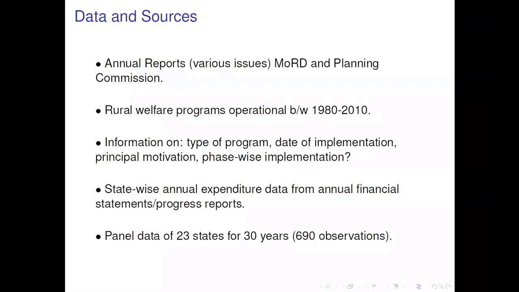And we also get state-wise annual expenditure data from annual financial statements or progress reports. This is essentially where we have extracted our data from. These are old pages. I wish I had attached a photo of that. This was manually entered. Long process, painful process. And in the end, what we have is panel data of 23 states for 30 years, in total 690 observations.